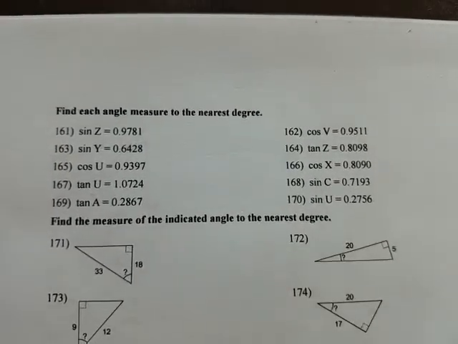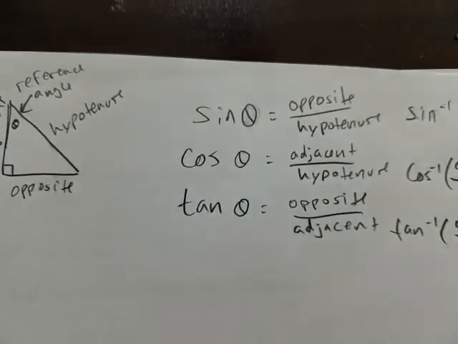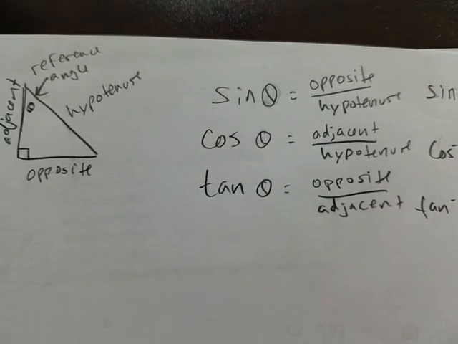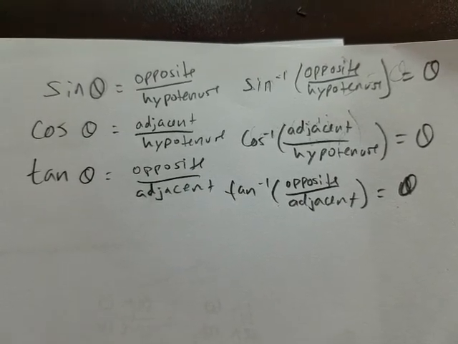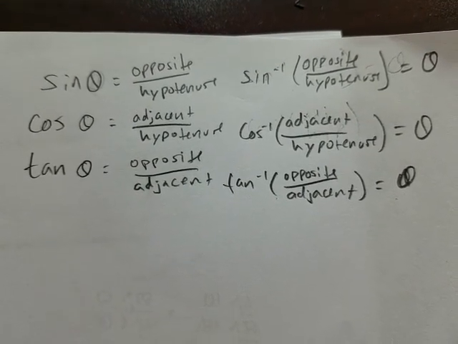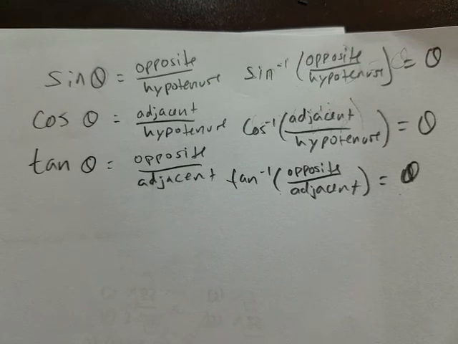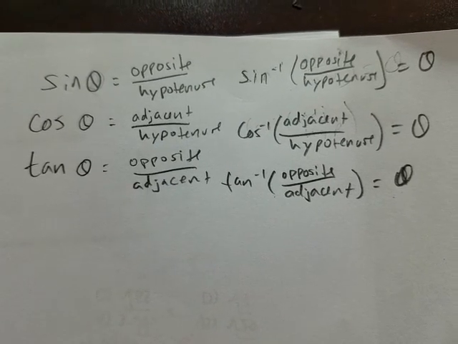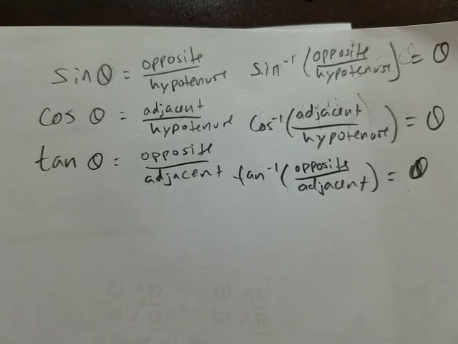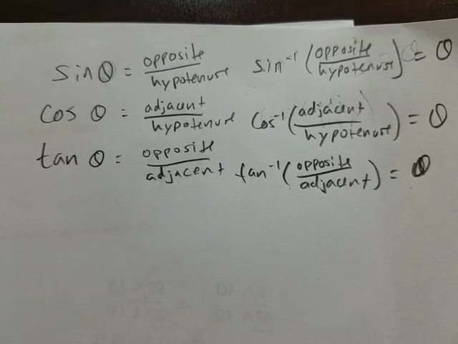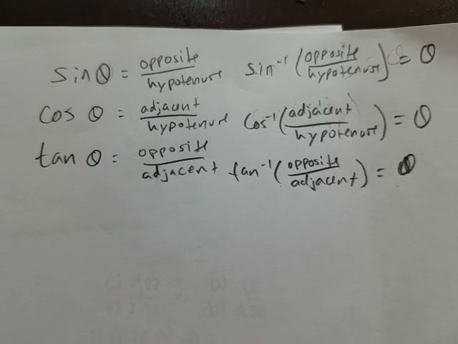So for instance, if sine of theta is opposite over hypotenuse, then inverse sine of that ratio, opposite over hypotenuse, is equal to our angle theta. The same with cosine and tangent. And so as long as I know the ratio and what function I'm dealing with, then I can just put those ratios into an inverse function and then figure out the angle.